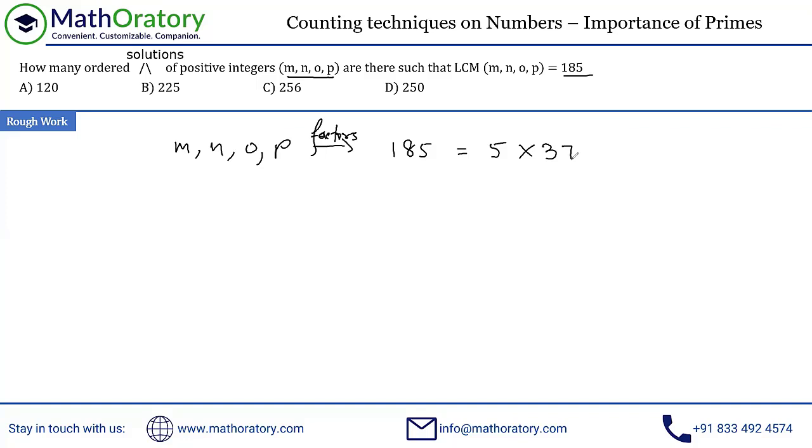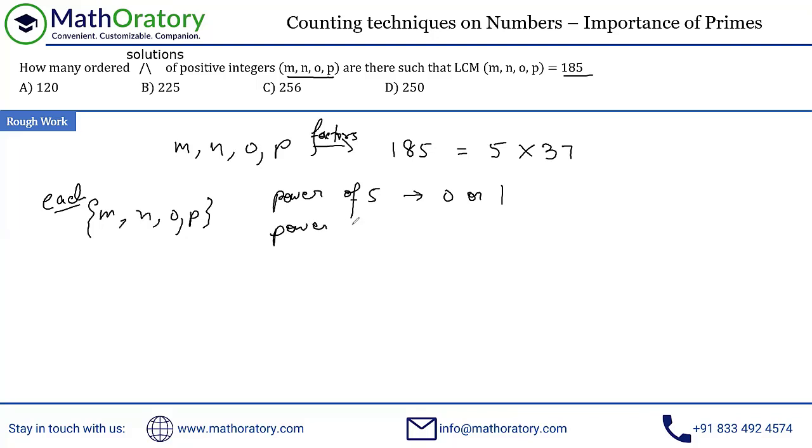So in other words, for each of these M, N, O, and P, the power of 5 should be either 0 or 1, and the power of 37 should be either 0 or 1, right? In order to be factors. So let's first quickly figure out how many possibilities there are.